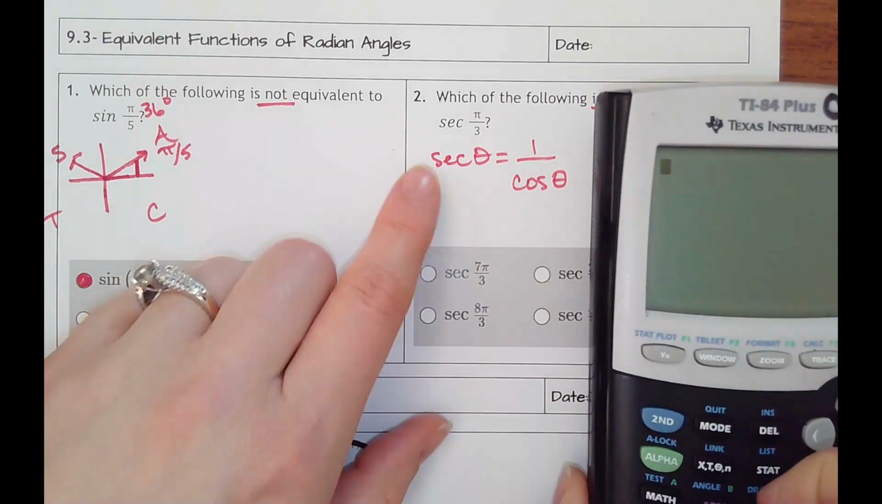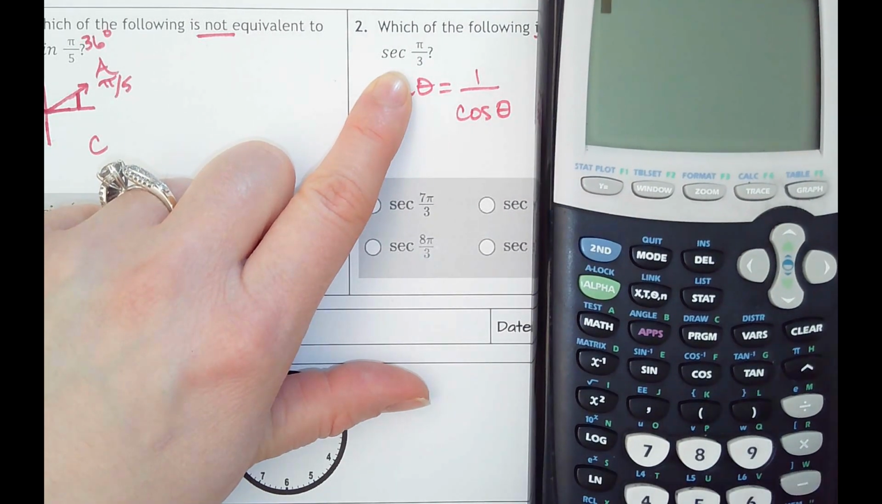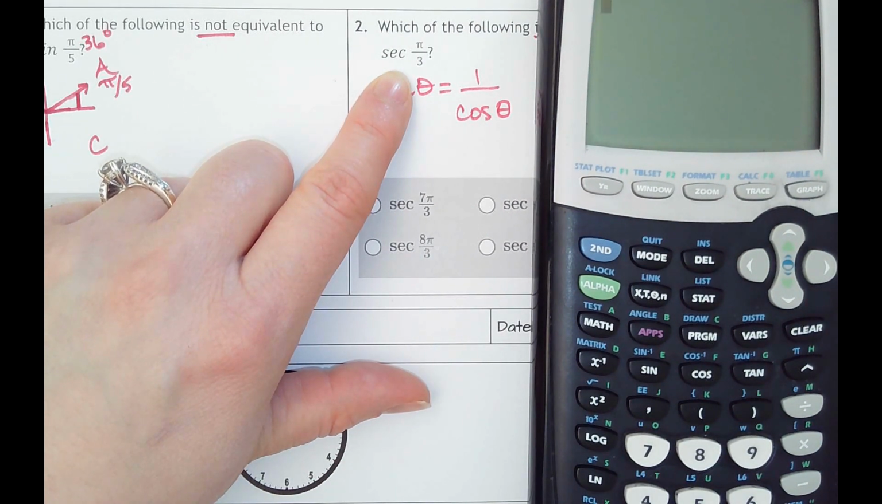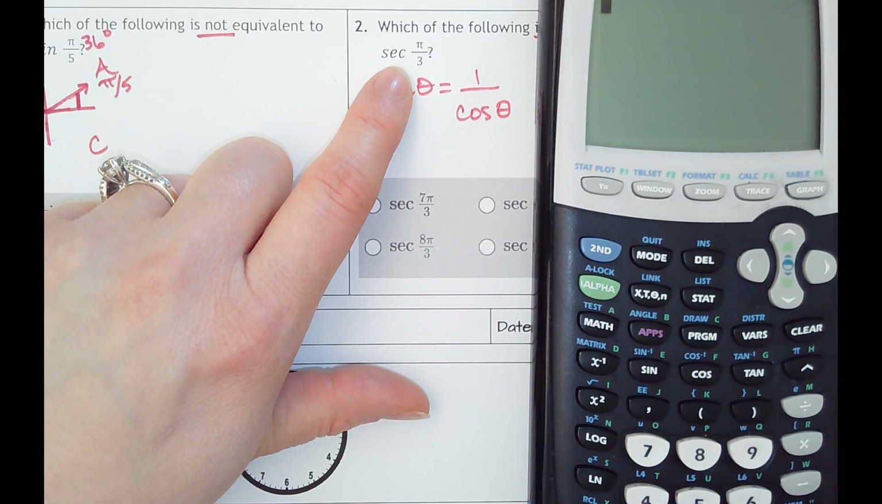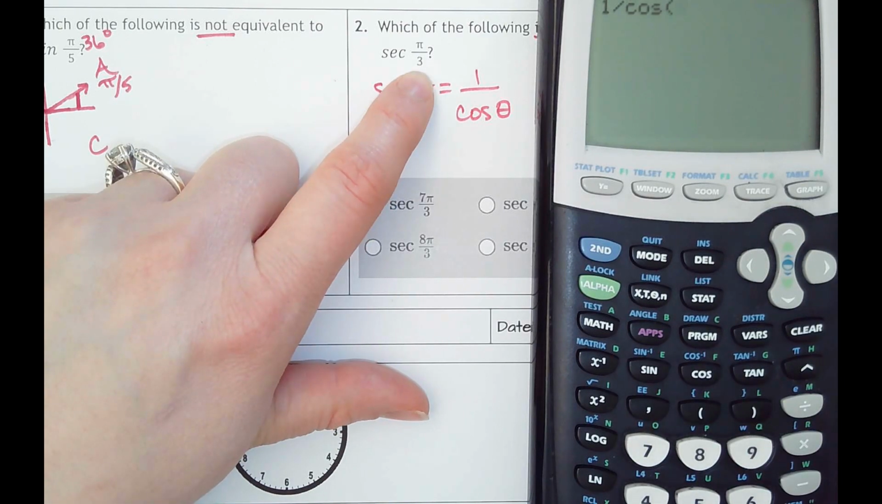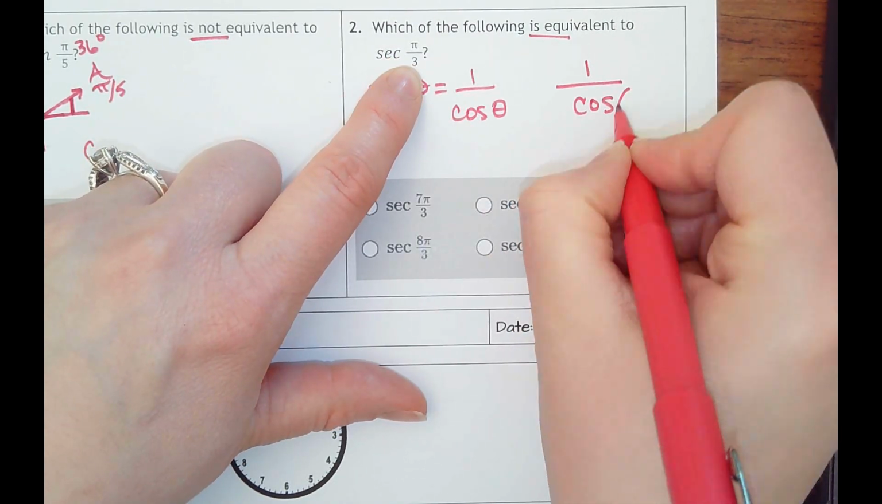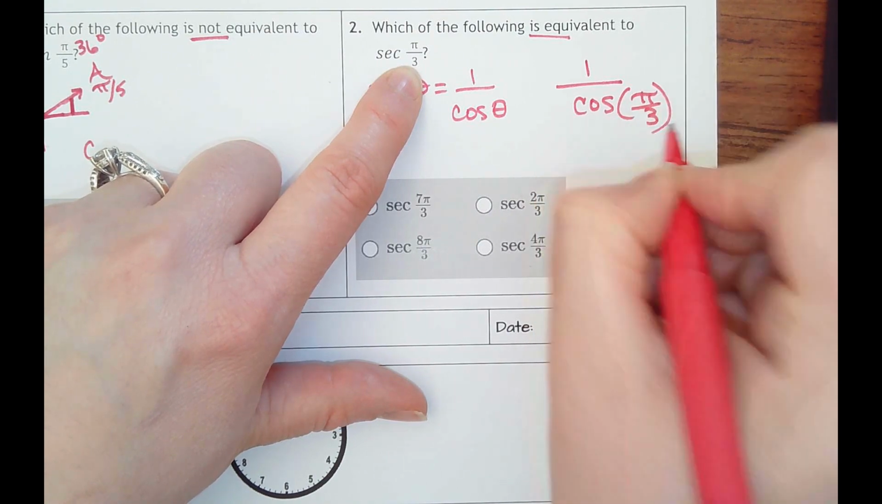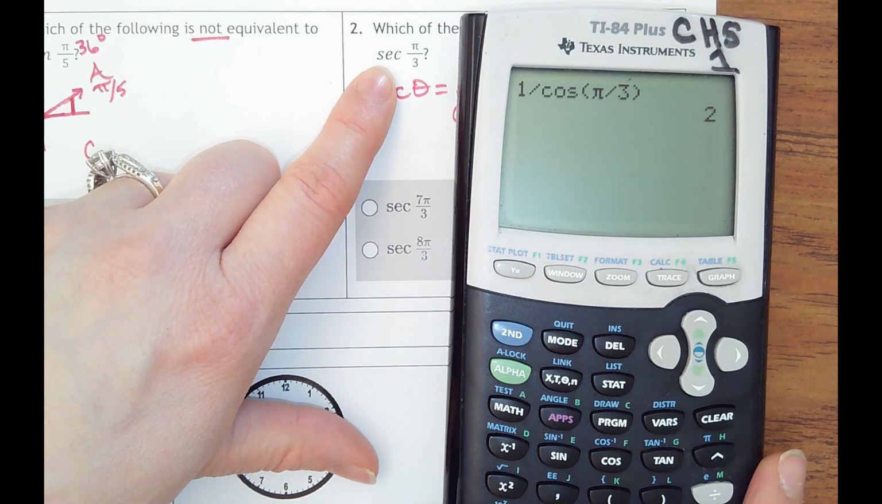So what I'm going to do here is, because I don't have a secant button on my calculator, or a cosecant, or a cotangent, I have to use sine, cosine, and tangent. So I'm going to put in 1 divided by cosine of pi over 3. That will make it the reciprocal to give us really a secant value. And it's simply 2.